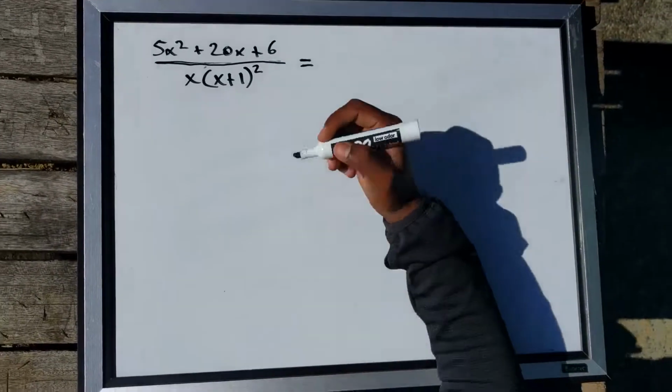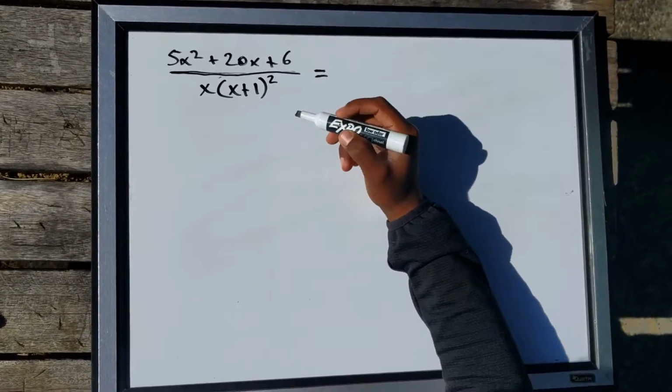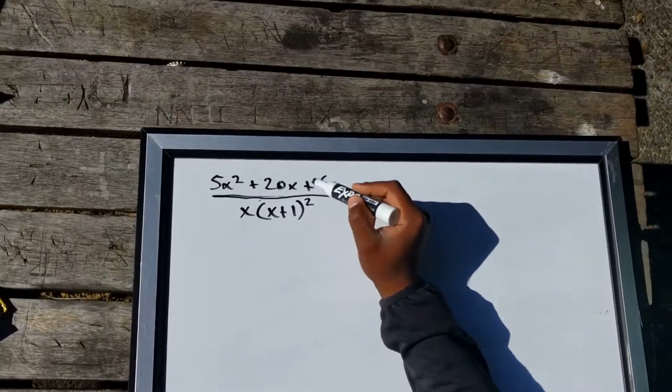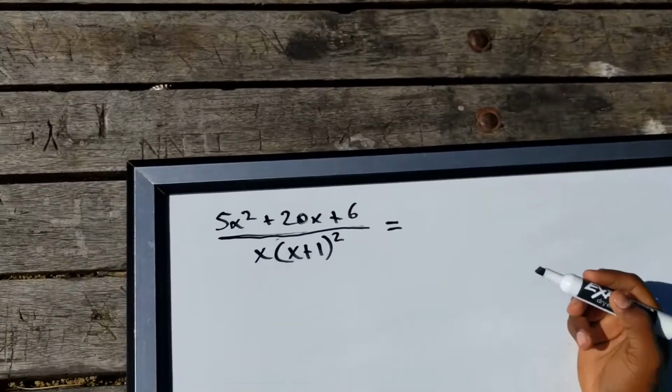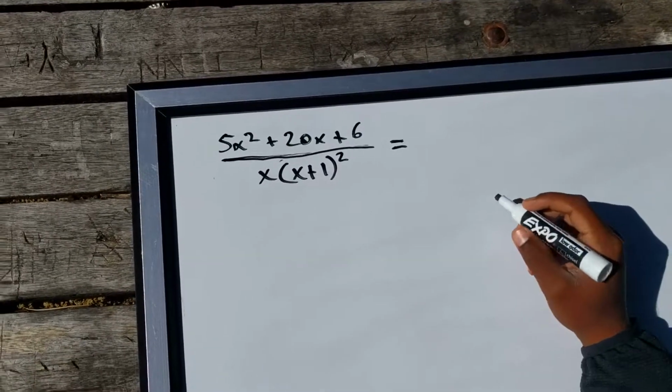So now we'll move on to a more advanced problem. Here we're trying to convert this into multiple fractions. We have 5x squared plus 20x plus 6 over x times (x plus 1) squared.